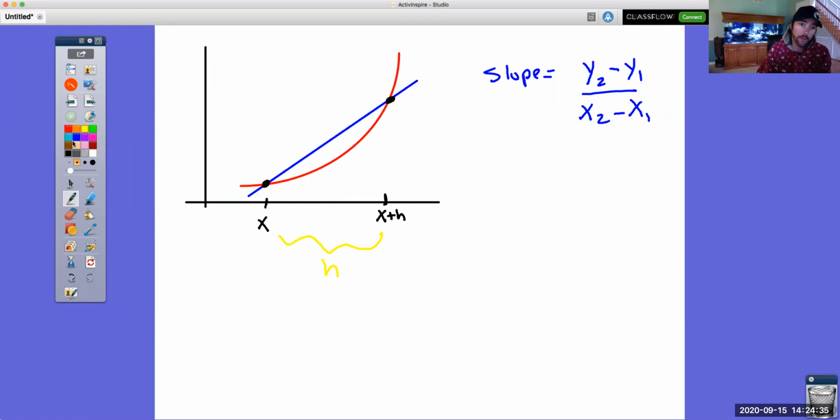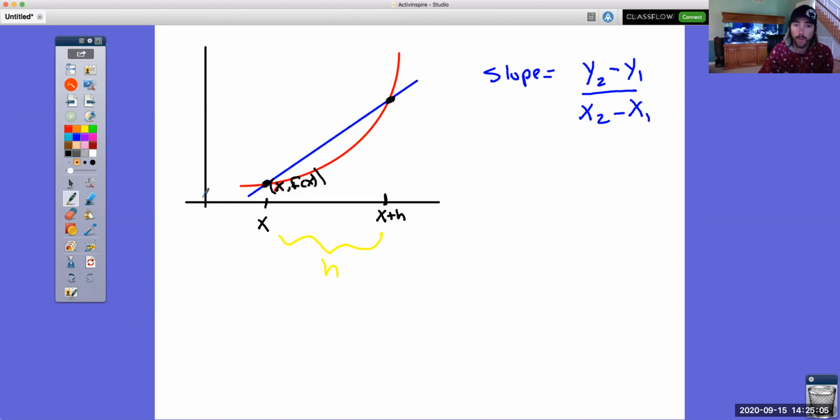If I went up to the graph, I would have my y values. I don't know if this is y, so let's just call it, in function notation, f of x. So then the first point here, this first black one, is going to be x, comma, f of x. You went over some x amount, you went up some y amount: x, comma, f of x.